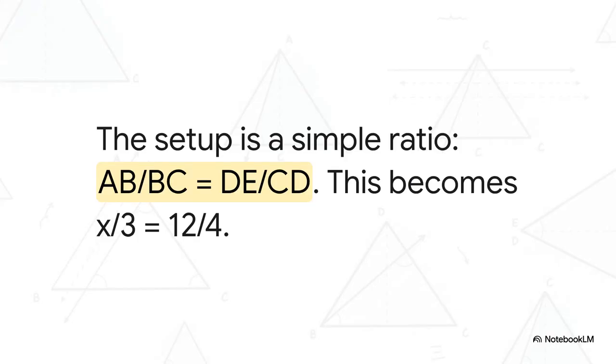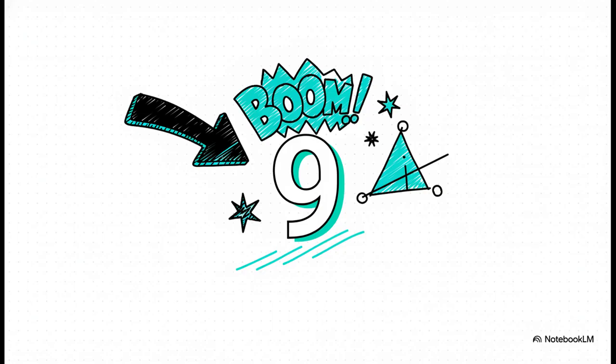The setup couldn't be easier. The ratio of the pieces on the left side, which is x over 3, has to be equal to the ratio of the corresponding pieces on the right side. And that's 12 over 4. And once you solve that simple little equation, you get your answer. X equals 9, just like that. The theorem sliced a potentially tough problem right down to size. It's clean, it's elegant, and best of all, it always works.